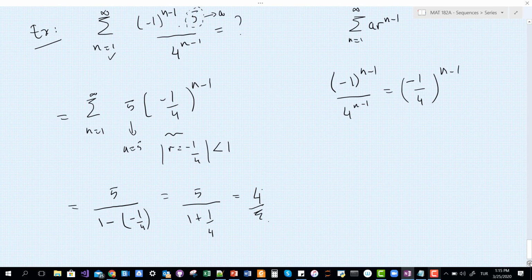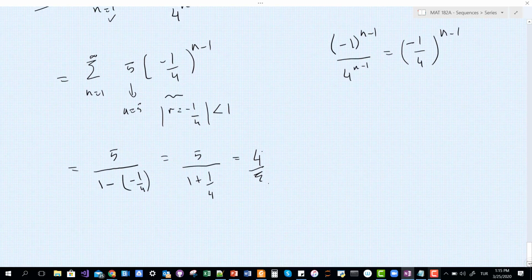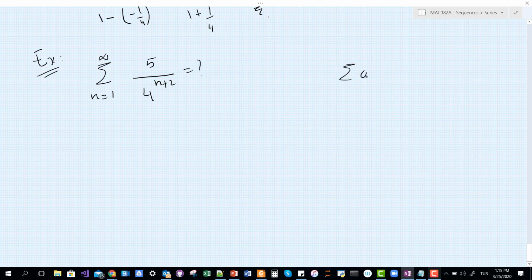Another example. But this example is going to be a little bit different. We're going to do a couple of other things before the formula. Look at this example. It is similar to the previous example, but it is also different. 4 to the n plus 2. Okay, what is my original form? My original form is this one. Without the original form, I can't use my formula, which was in the red box.